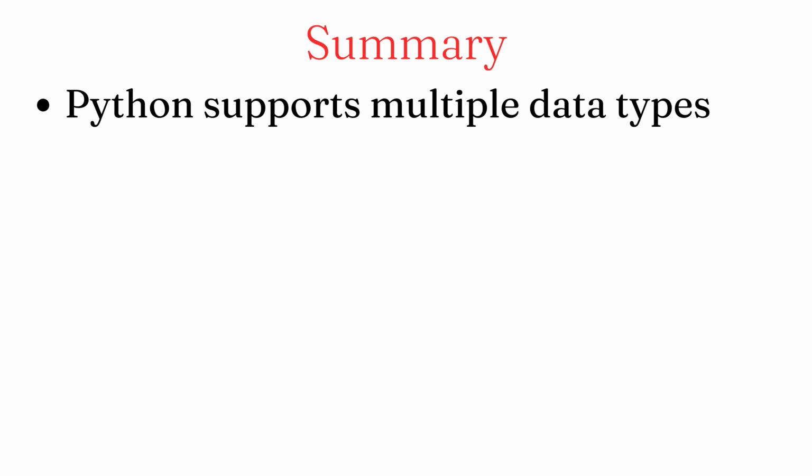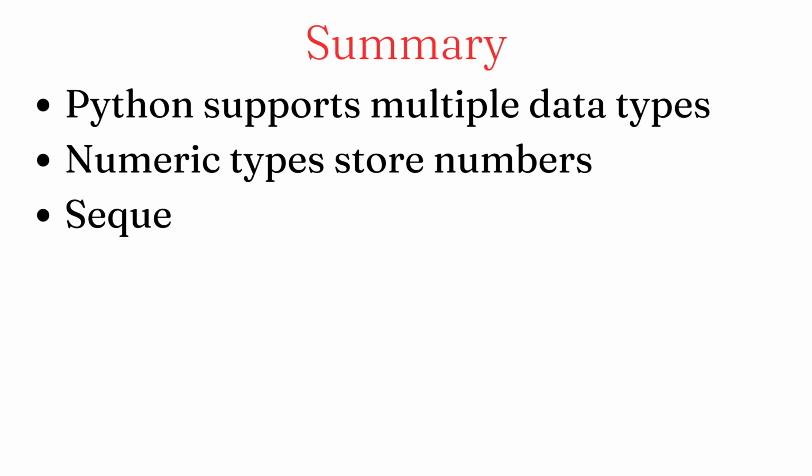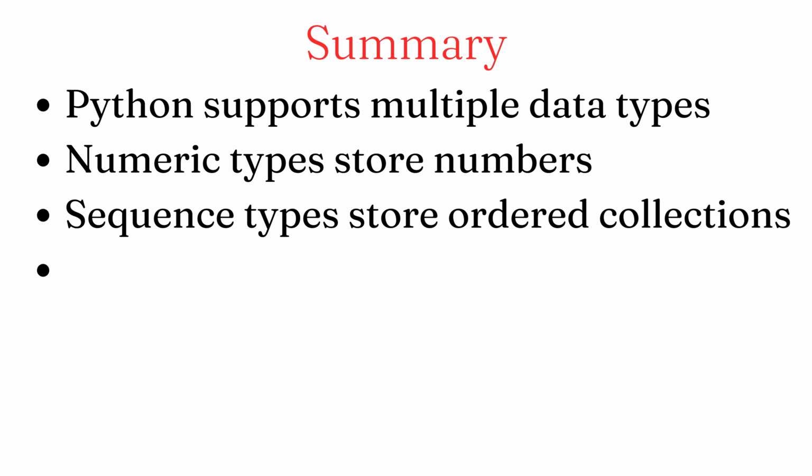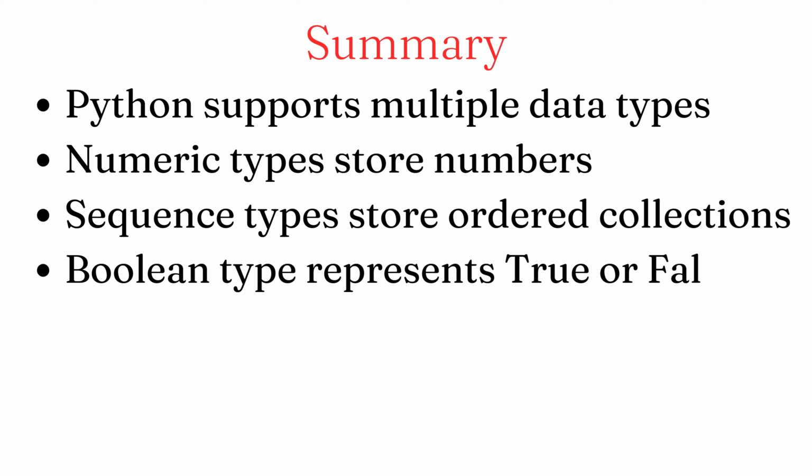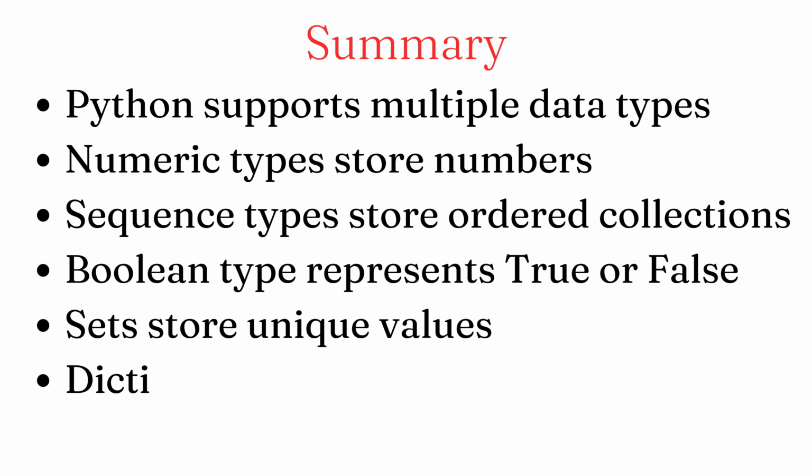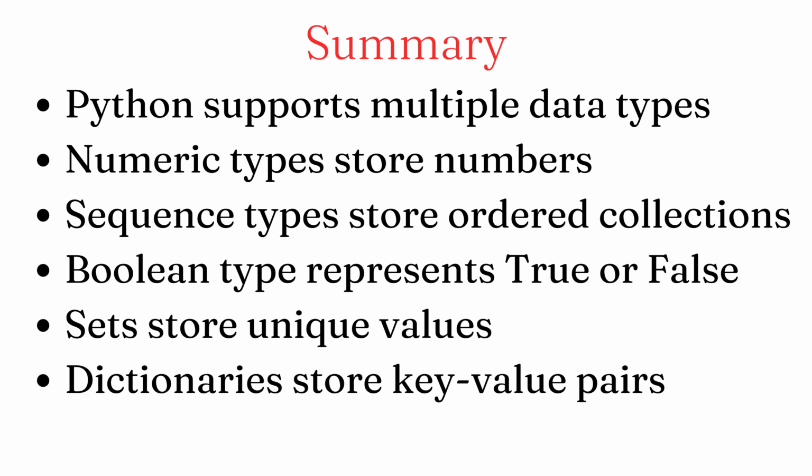To summarize, Python supports multiple data types. Numeric types store numbers. Sequence types store ordered collections. Boolean type represents true or false. Sets store unique values. Dictionaries store key value pairs. Understanding data types is essential for writing correct and efficient Python programs.